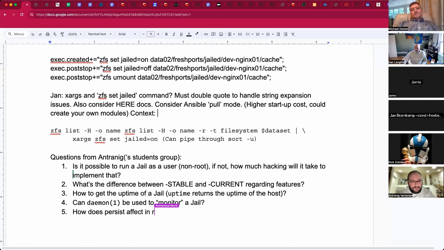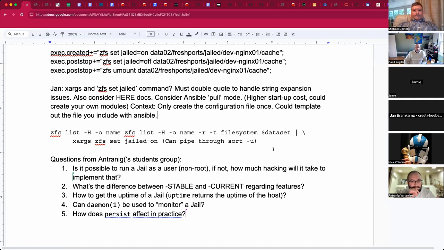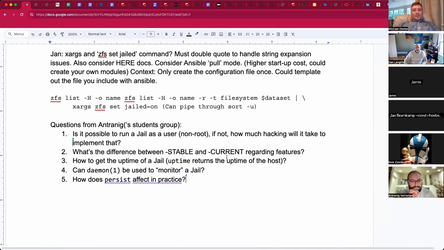Okay, in that case, if it's your jail.conf, especially now that we have includes, the obvious thing to do with Ansible would be to just template out the file you include. Of course, that is a one-time cost and is basically free from a runtime perspective. It hardly ever happens, so I spin up a new jail. If for some reason the configuration were to change, I would just go back to Ansible and update it and run it again. But this is exactly the difference between starting and stopping a jail and provisioning it.